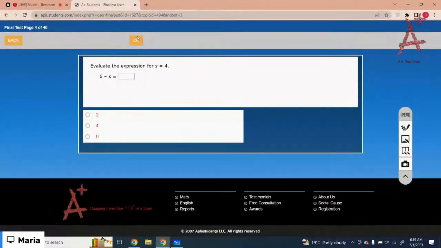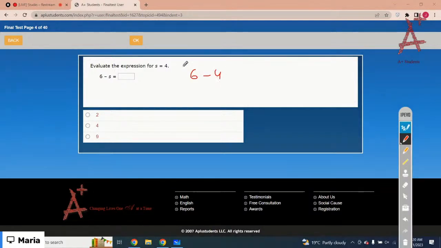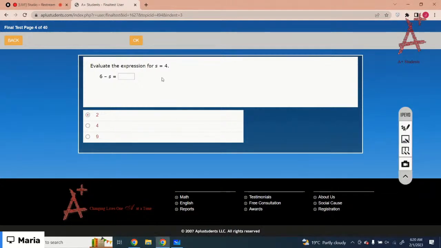Okay, the next one is evaluate the expression for s equals 4. So just replace the s with 4 and evaluate. So it is 6 minus s. So replace the s with a value that is 4. So 6 take away 4 is 2. Got it? So the correct option is 2. Just select the correct option and click on the OK button.